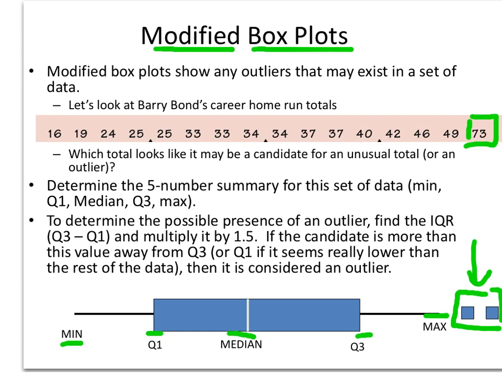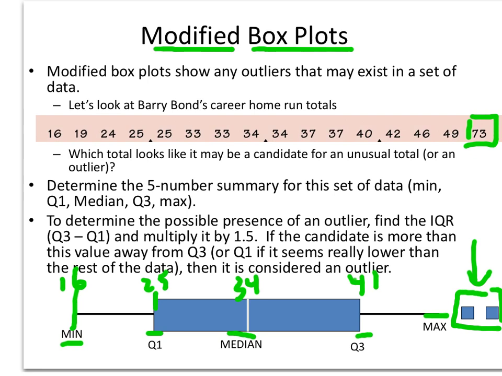In order to make our box plot, we have to determine the 5-number summary. The minimum here is 16, so we put this at 16. The maximum is 73, but again, that could be an outlier, so we want to take a look at this. Q1 turns out to be 25. The median is 34. Let's look at the lines there; they kind of break them up into groups. And Q3, remember, is halfway between 40 and 42, so this actually is 41.